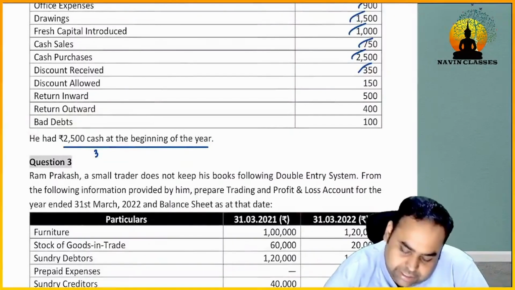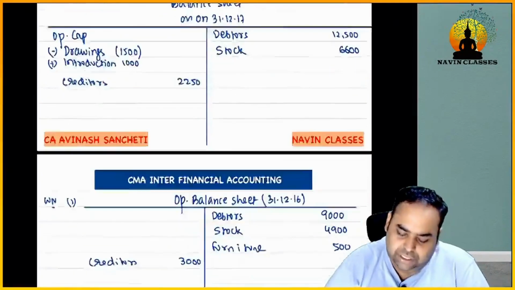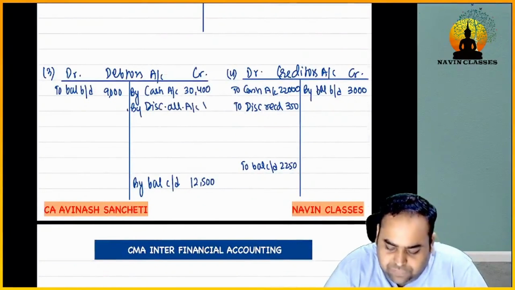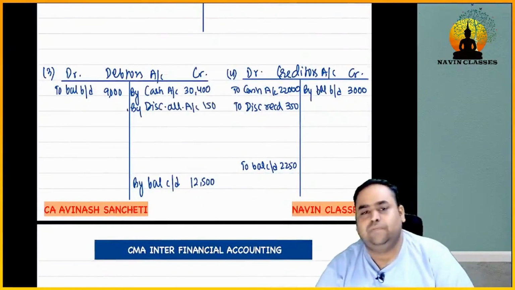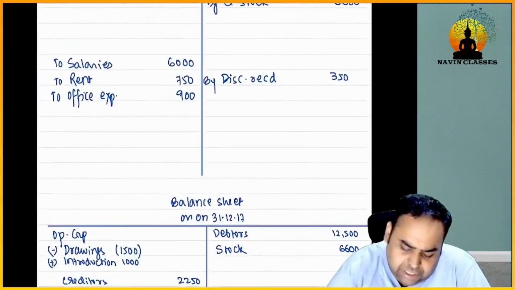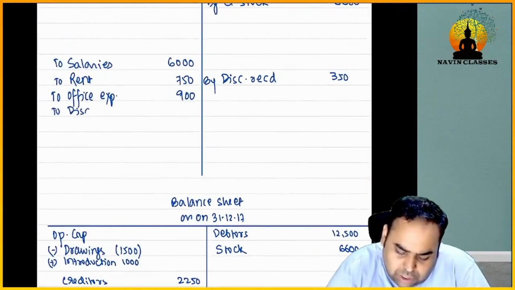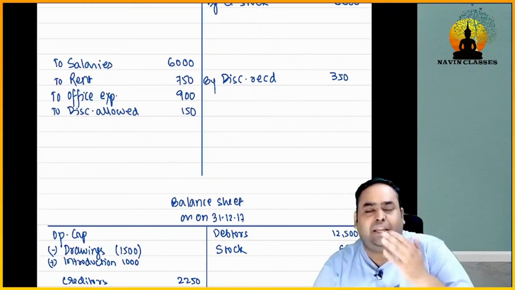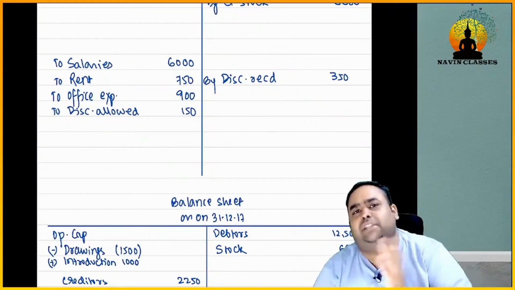Then next, discount allowed 150. In debtor, we will write by discount allowed 150. This discount is the expense. It will go to the PL. Write to discount allowed 150. We are doing the accounting and making final accounts simultaneously.